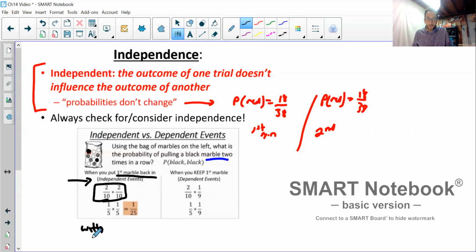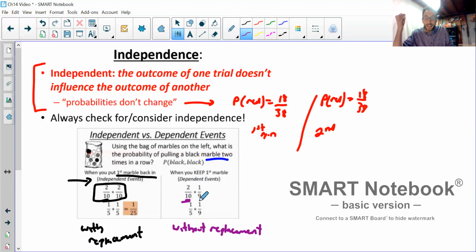This is what we call with replacement. That just means we put the thing back in the bag. However, if we're drawing marbles from a bag without replacement, we don't put the marble back in the bag. The probability that the first marble is black is 2 out of 10. Take it out. Now there are not 10 marbles in the bag, there are 9. And there's not 2 blacks in the bag, there's only 1, because the other one's in my hand. So if we don't put the marble back, these probabilities change.